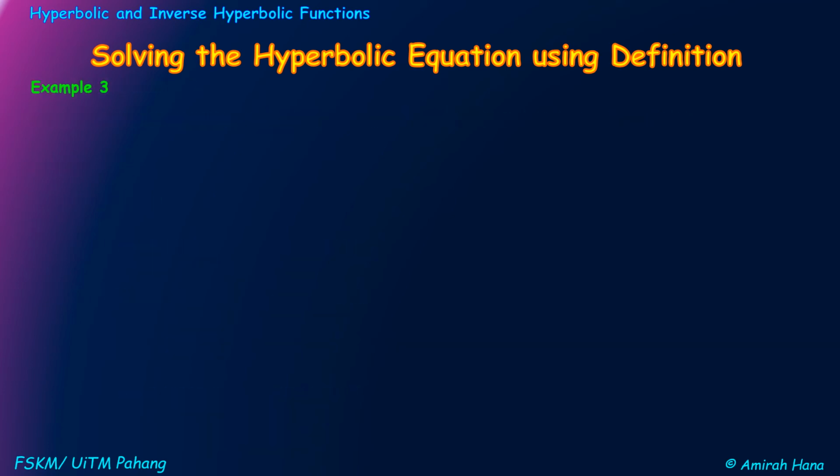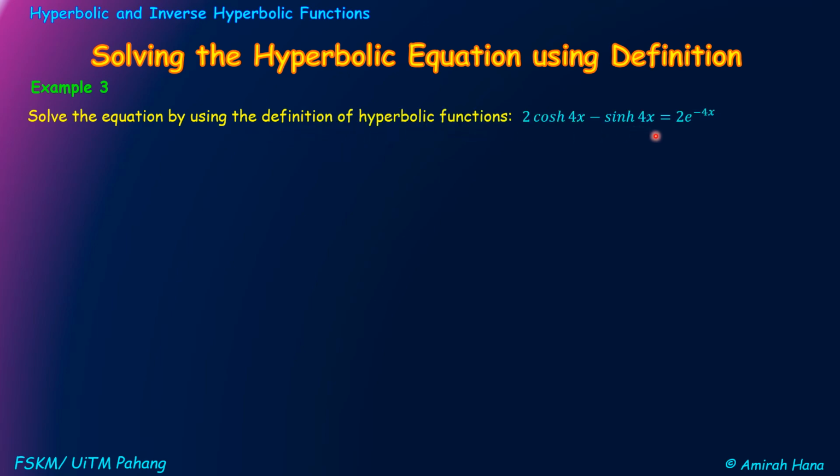Alright, how about example 3 under solving the hyperbolic equation using definition? Okay? Solve the equation by using the definition of hyperbolic functions: 2 cosh 4x minus sinh 4x equals 2e to the power of negative 4x.